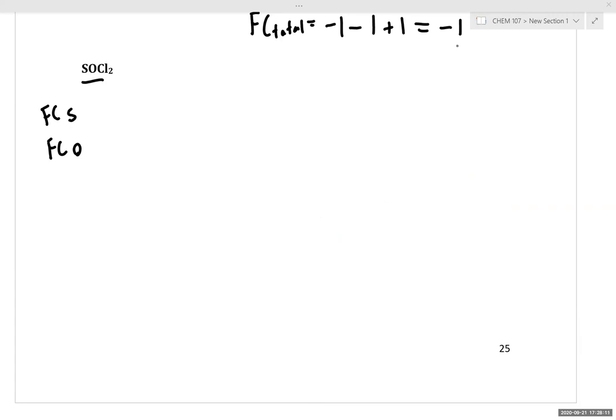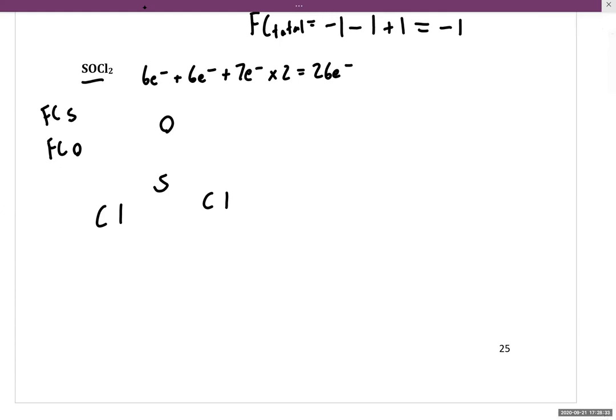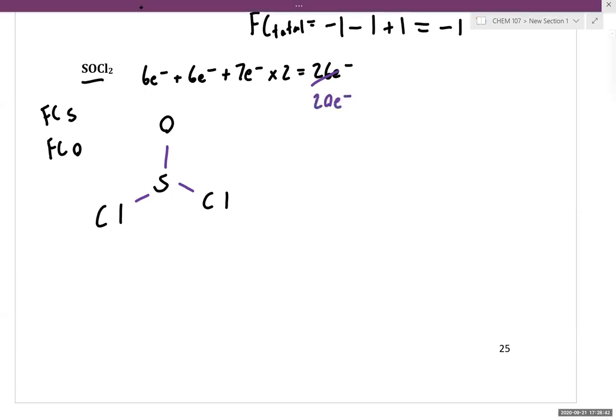So starting from scratch, sulfur contributes 6 electrons, oxygen contributes 6 electrons, chlorine contributes 7, and we have 2 chlorine atoms. We have 26 electrons in total. We place sulfur in the center, we surround it with an oxygen and 2 chlorines, and then we form 1 bond each. So that in turn leaves us with 20 electrons remaining.